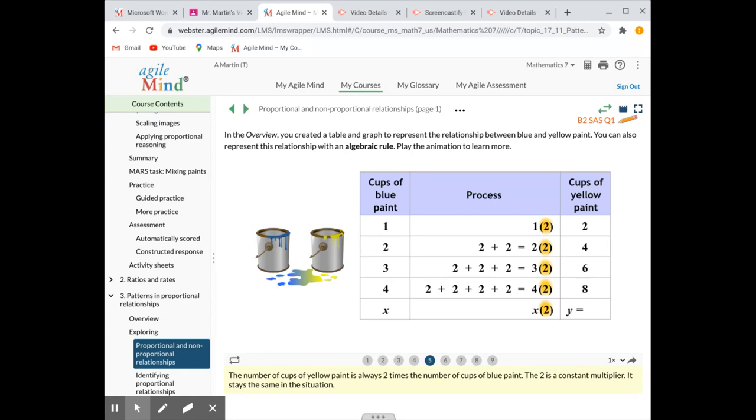Perfect. So every time we're always multiplying by what? 2. So that's the what? The constant. Good job. The constant. All right. Perfect.